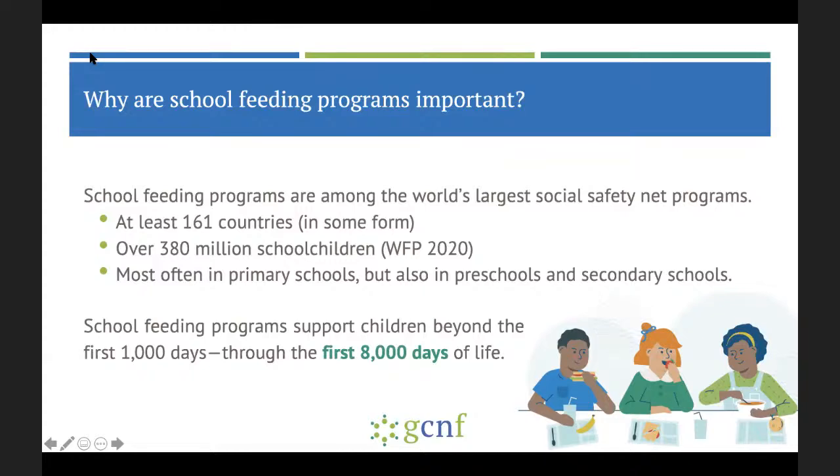Okay, and so to set the stage, let us first establish why school feeding programs are important. As Heidi noted, school feeding programs are among the world's largest social safety net programs. I think that school fee waivers might be the only social safety net program that might be larger. School feeding programs are found in at least 161 countries in the world. They're found in some form, and they reach over 380 million school children.